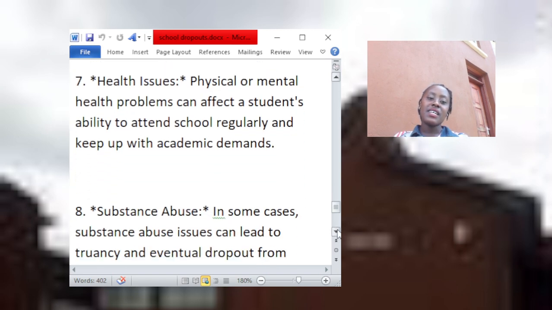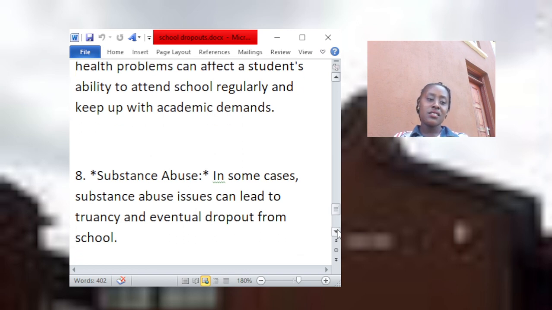Then we have substance abuse. In some cases, substance abuse can lead to truancy and eventually dropout from school. Drug abuse can come in so many ways. You may find peer pressure where you come from. Your friends don't go to school, they just go somewhere and take drugs, and they tell you the advantages of those drugs. Someone may tell you, when you take maybe bhang or cocaine, your memory will be high, you'll be able to think well in class, and even perform better. And because it is peer pressure pushing you to that situation, you end up taking those drugs.